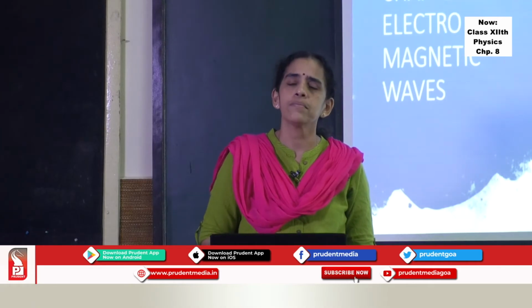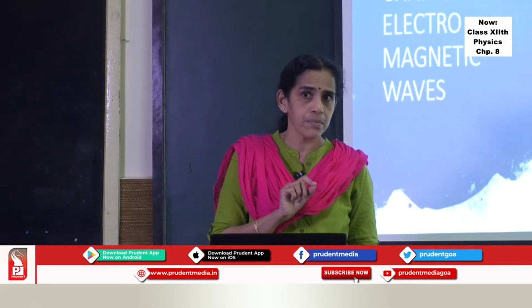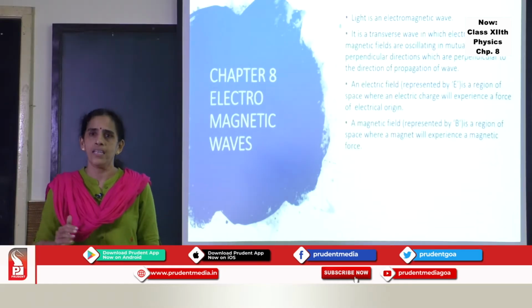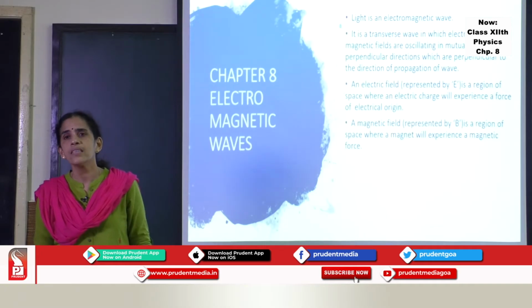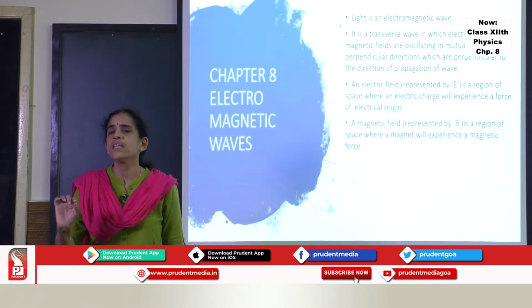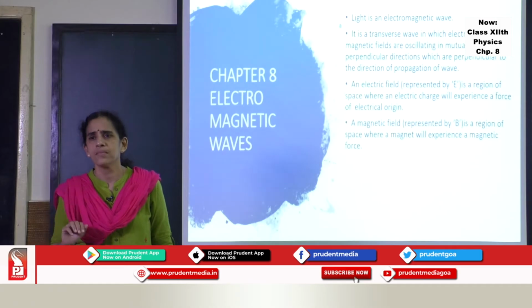What is an electric field? You have already studied in the first chapter. An electric field, usually represented by E, is a region of space where an electric charge will experience a force. Which force? Force of electrical origin. Then, what is a magnetic field? It's the same thing like the electric field. It's the region of space where a magnet will experience a force of magnetic origin.